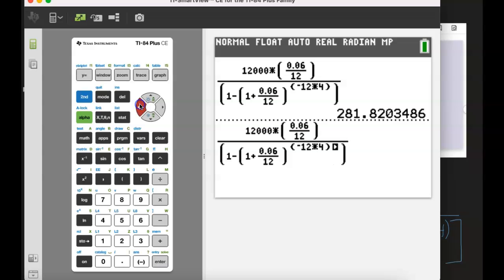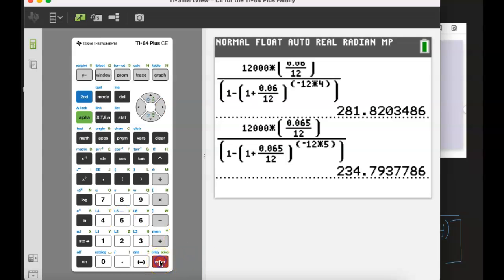For instance, one of the values that has changed in loan 2, if I use my arrows to scroll to it, is the APR. It's now 0.065. So I'll go through and make those changes. And one more value that changed was the number of years. Instead of 4 years, it's now 5 years. And everything else was the same. And here is the payment, $234.79. Again, too much for our person here who's trying to get this loan. So let's do that one more time.